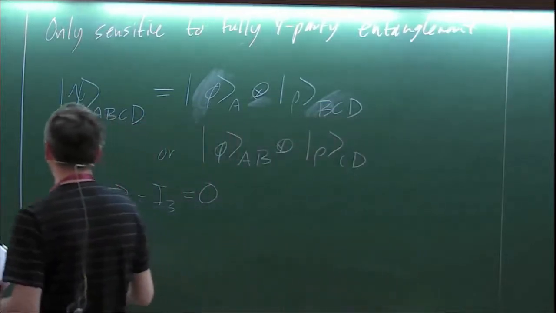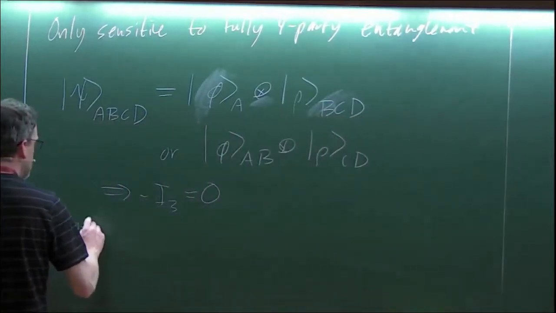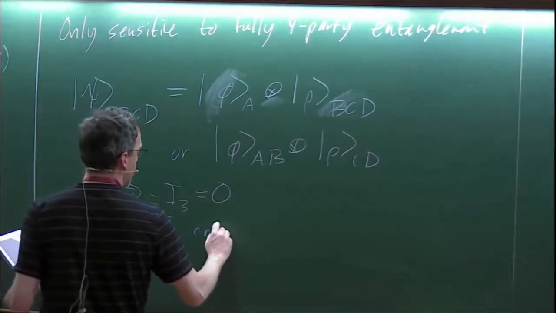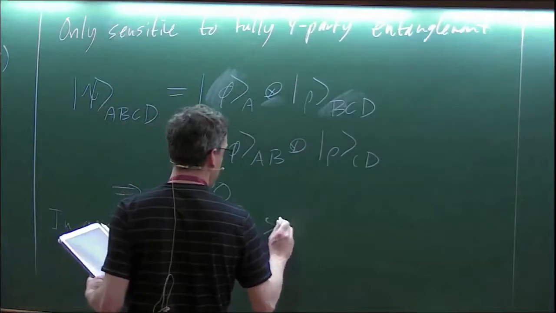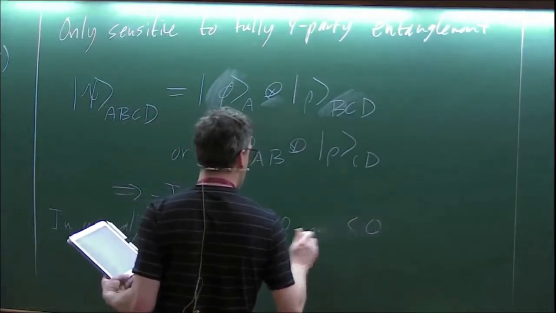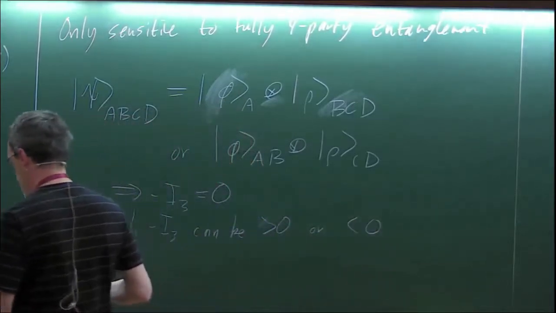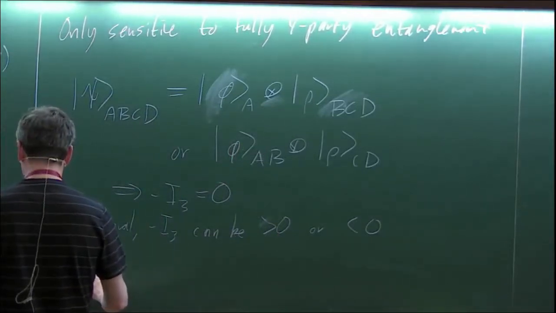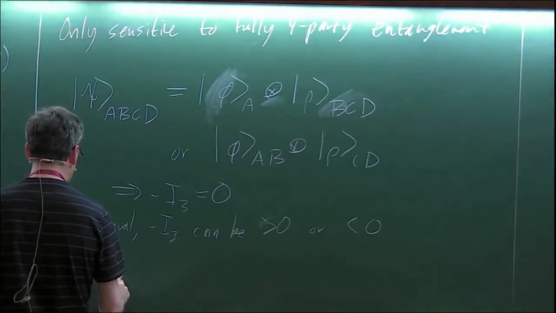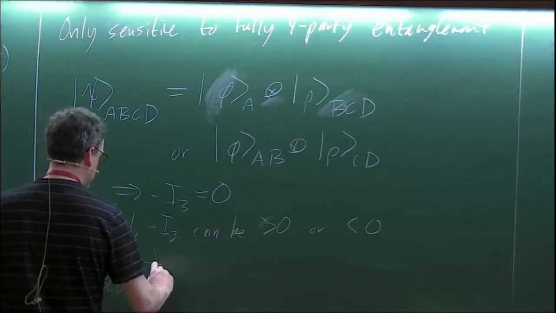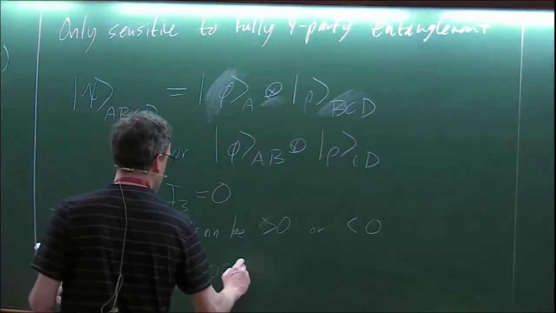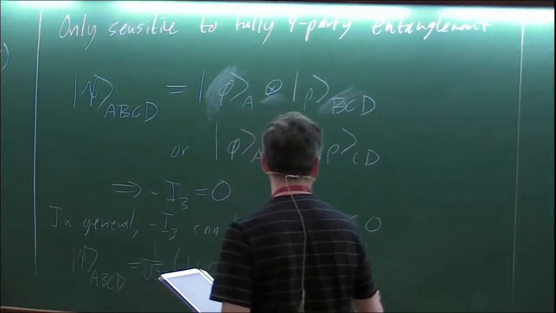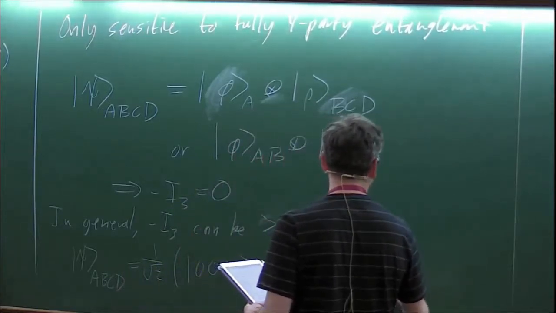So in general, this thing can be positive or negative or zero. And let me give examples. The simplest example where it's positive, which is basically the simplest fully four-party entangled state you can possibly write down, which is just a four-party GHZ state, then you calculate it, and you get 1.